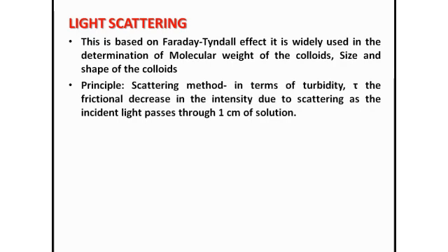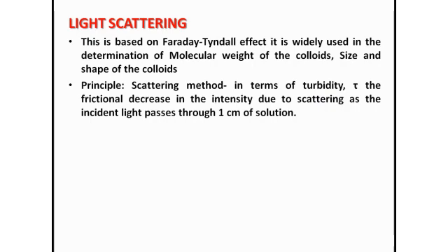So the principle is very simple. See, in terms of turbidity, all measurements are done. So turbidity is designated with the tau. This is the symbol tau, right? The turbidity is the fractional decrease in the intensity due to the scattering as the incident light passes through 1 centimeter of the solution. I repeat, the turbidity is the fractional decrease in the intensity. Intensity of what? Intensity of the source of light.